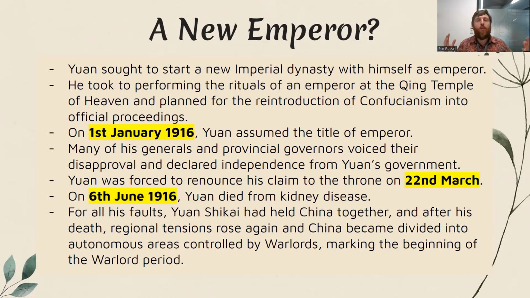Now, he was a complicated individual, Yuan Shikai. He can really be considered China's last emperor, although Puyi really was the last emperor with a true claim to the throne. But for all his faults, Yuan Shikai had held China together. After his death, regional tensions rose again, and China became divided into autonomous areas controlled by warlords. This marked the beginning of the warlord period.